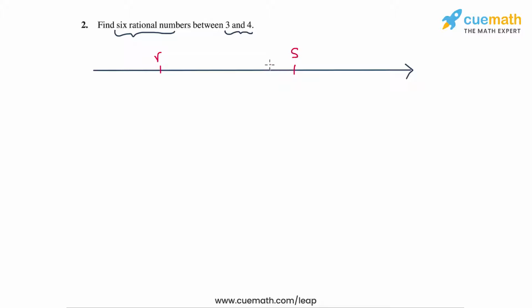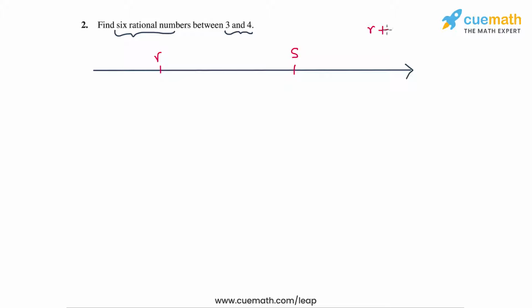In question 2, we have to find 6 rational numbers between 3 and 4. There are at least 2 ways we could do this. The first approach is what we can call the midpoint approach, which relies on the fact that to find a rational number between two rational numbers r and s, so let's say that these are the two rational numbers on the number line r and s, you can add r and s and divide the sum by 2.